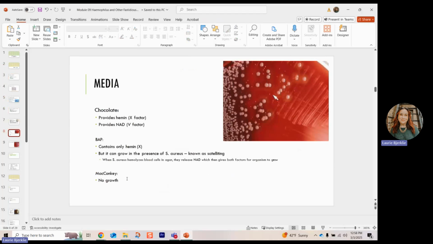MacConkey, even though these are gram neg rods, they will not grow on MacConkey agar because, again, they are fastidious. They are very picky and they want those extra factors present.